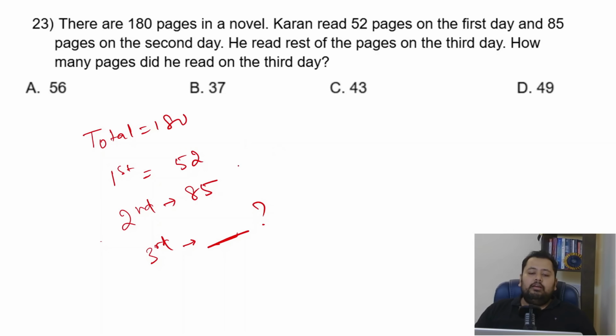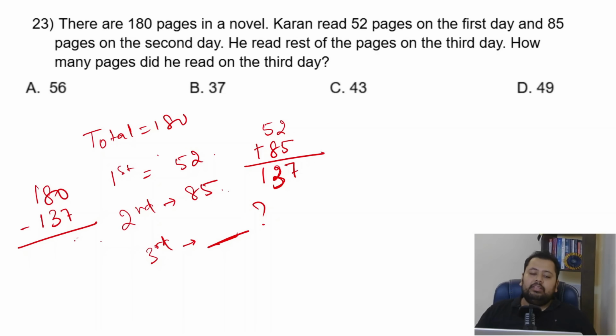Great. So first find out the number of pages that Karan read on the first day and second day together. On the first day and second day together, he read 52 plus 85, right? This becomes 137, right? 137 pages he has read in the first two days. Now, how many pages are left to be read? That is 180 minus 137. Total is 180 minus 137. So this becomes 3. 7 minus 3 is nothing but 4. So 43 pages were left to be read, which were read on the third day.